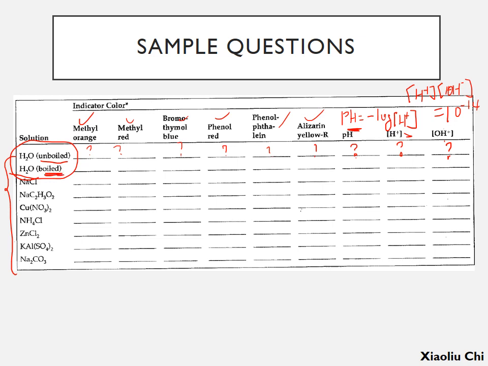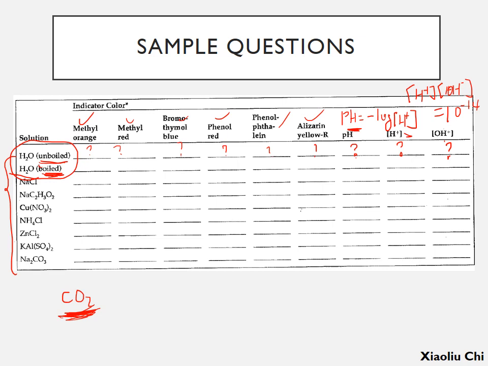In the air we have CO2, carbon dioxide, that can dissolve in water. So if water is unboiled, it must contain CO2, and CO2 in water forms carbonic acid. So it should be slightly acidic if the water is unboiled because of the CO2. Now, when you boil it, the CO2 will evaporate. So eventually you get almost pure water, in other words, there's no CO2 in it. So it should be close to neutral after you boil it.